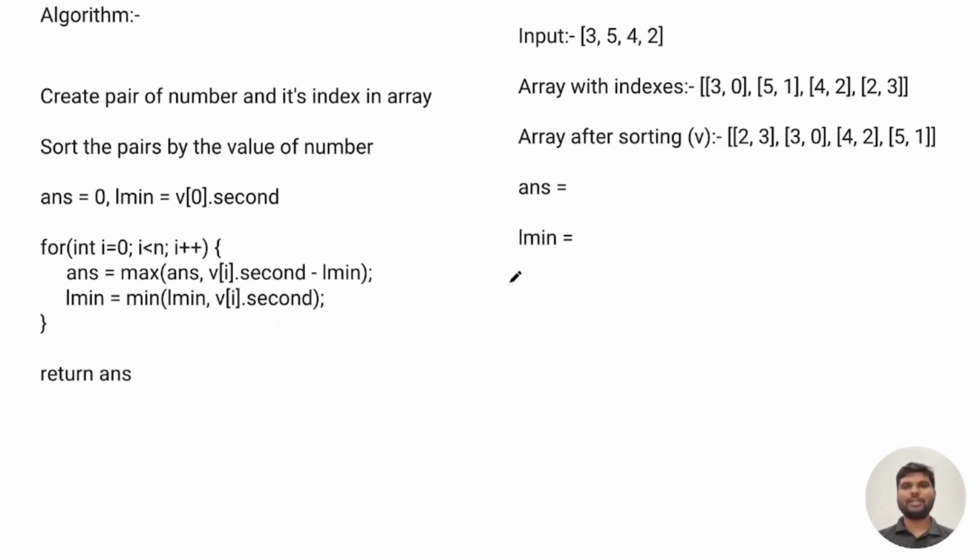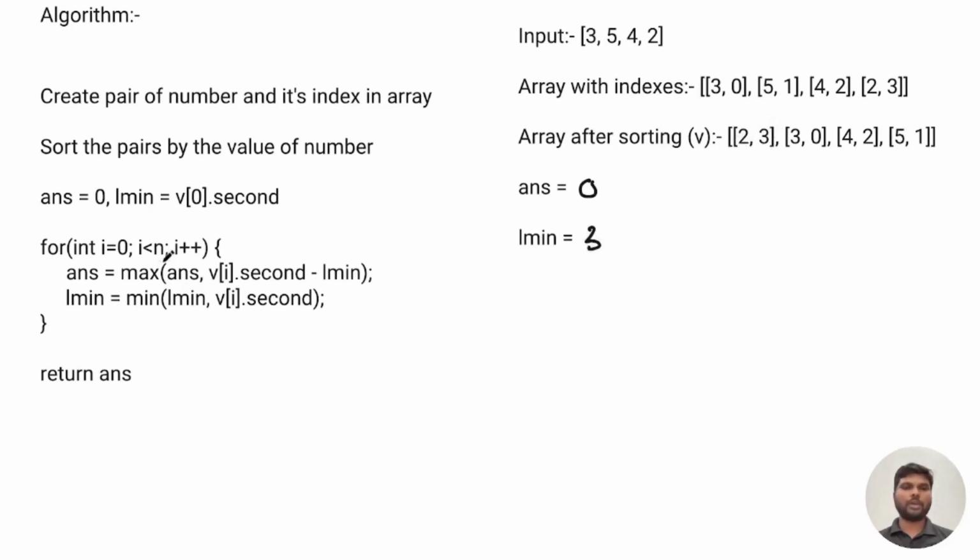Now let's look at the step-by-step execution of this algorithm. For this we are starting with an input array 3 5 4 2. After that we add indexes to each of the elements, and after that we do the sorting. In this array, which we are calling v, initially the value of answer is 0, and we assign lmin the value of v0's second. v0 is this and its index is 3. So lmin starts with 3.